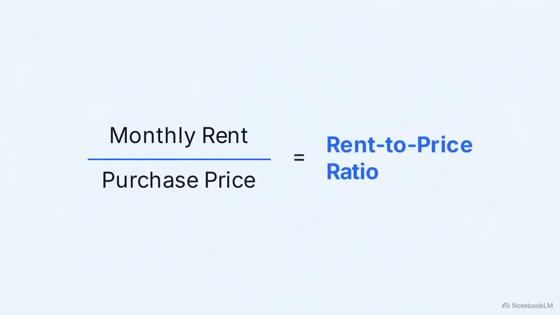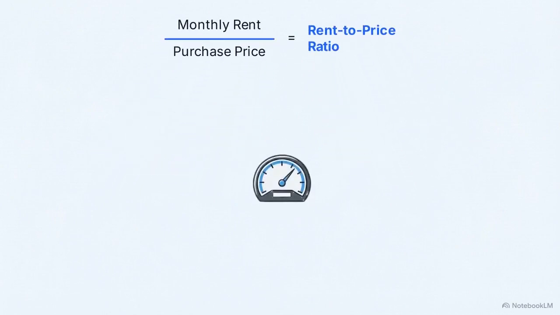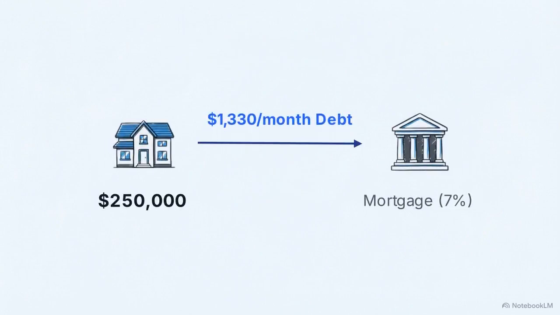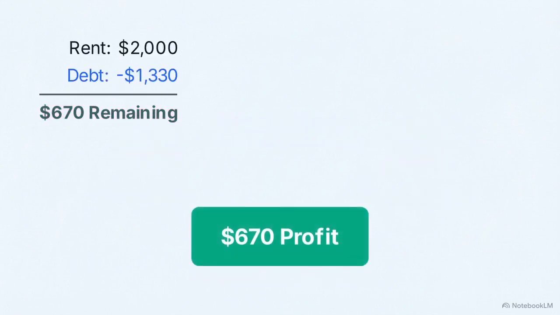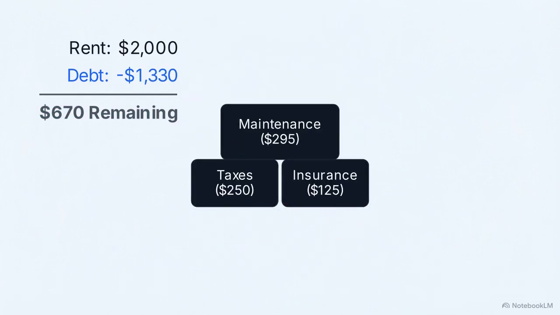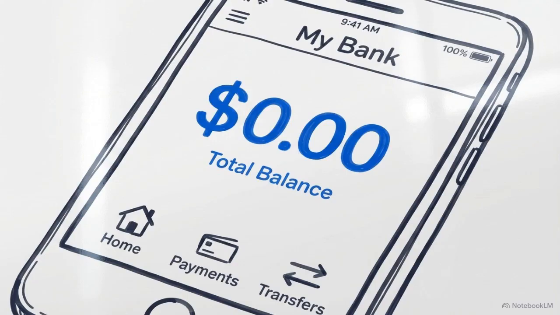This equation calculates your local market risk profile. By dividing your monthly rent by the total purchase price, you find your rent-to-price ratio. For the cash flow math to work in your favor from day one, you need this to land in the 0.8 to 1.0% zone. At a 7% mortgage rate, a $250,000 home costs about $1,330 a month in debt alone. If your rent is below 0.8%, or $2,000, the remaining $670 is quickly consumed by the taxes, insurance, and maintenance reserves we just calculated.